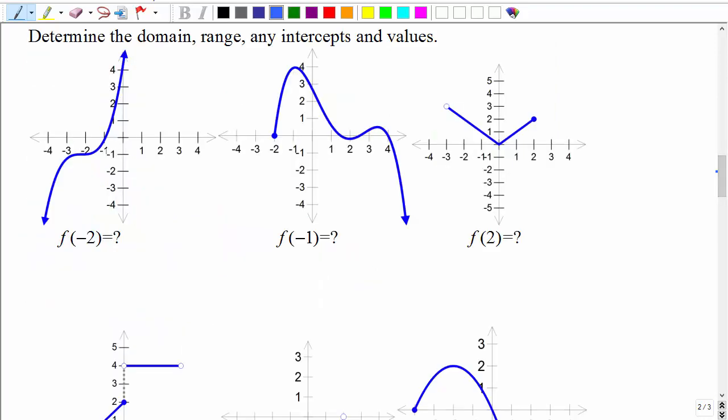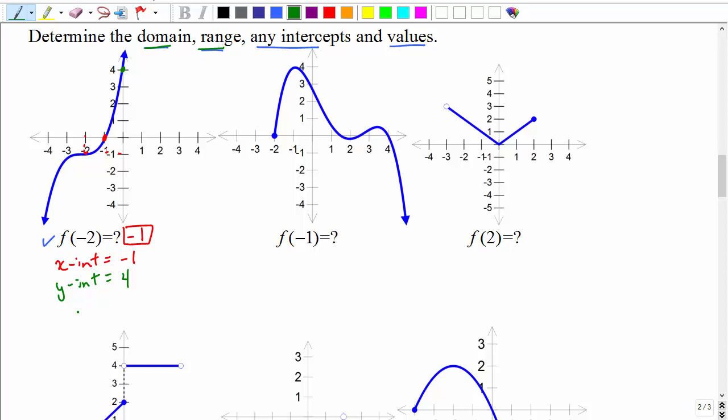Now we're given different graphs and we're asked to find the domain, the range, any intercepts, and any values that it asks us for. I'm going to go probably backwards from this. Let's just find f of negative 2. Remember, it asks us when x is negative 2, what is y? And it looks like negative 1. What about intercepts? Okay, it crosses the x-axis, so I'm going to say the x-intercept looks like at negative 1, and the y-intercept looks at approximately 4.